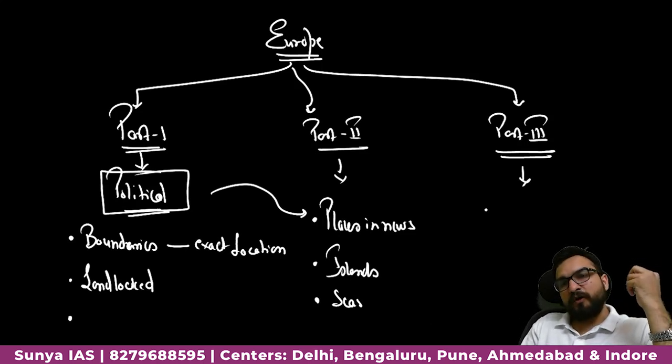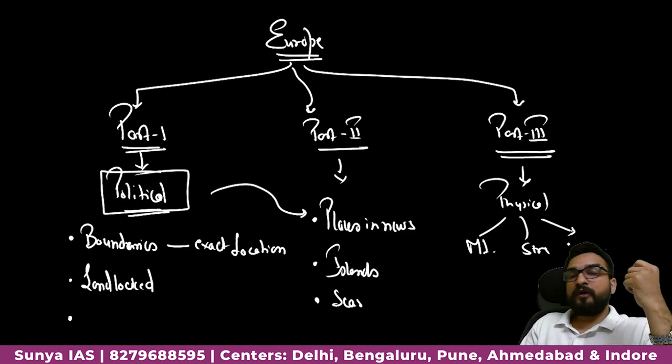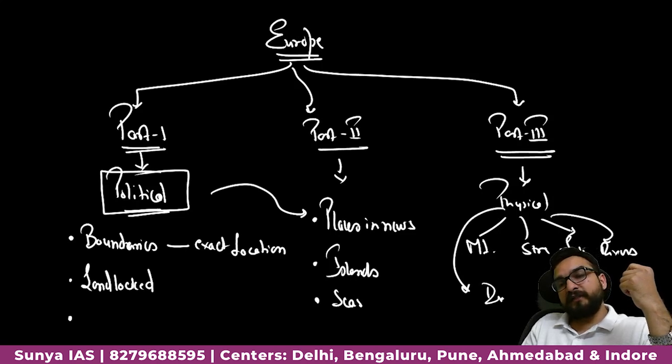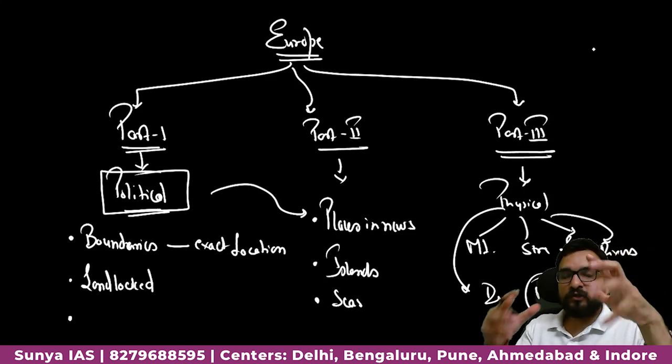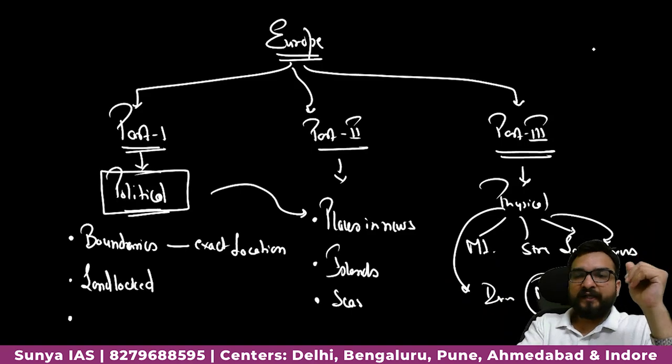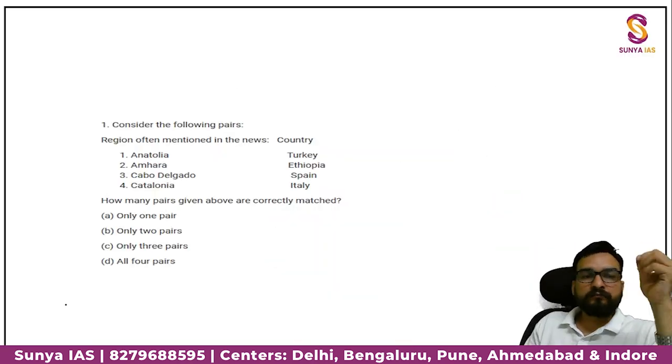Part three is all about the physical features in the form of mountains, straits, lakes, important rivers, important deserts and other miscellaneous features, guys. Because of how I decide what to focus on and what not to: PYQs, guys. I am always showing you PYQs. Let us see the PYQs again, guys, over here.